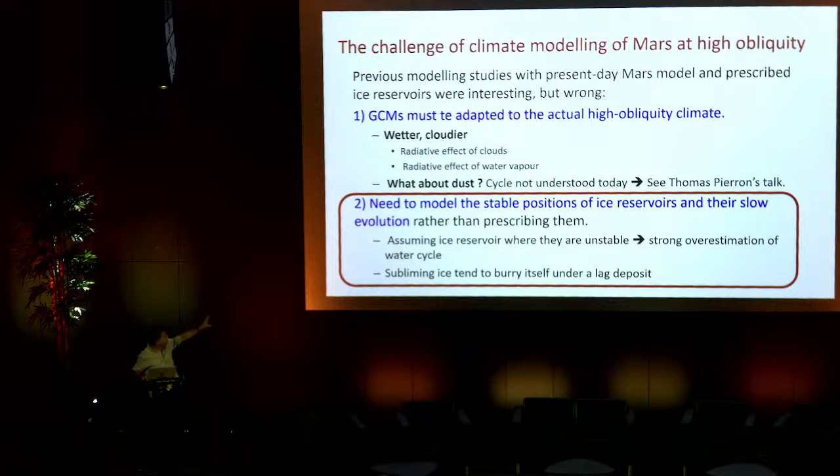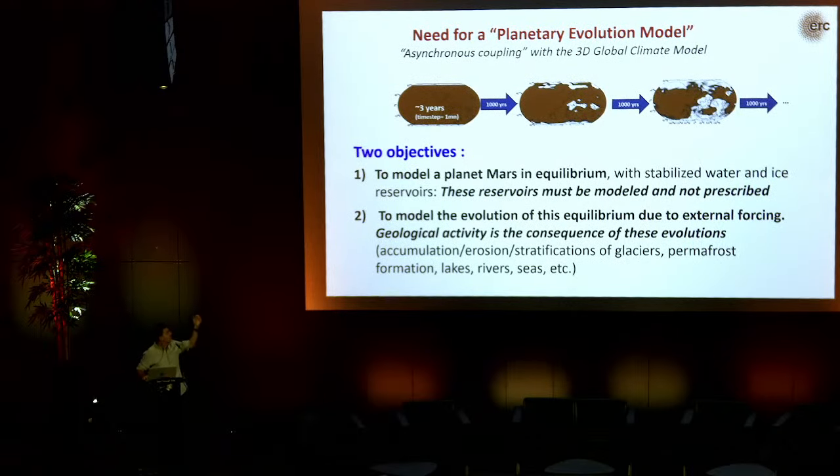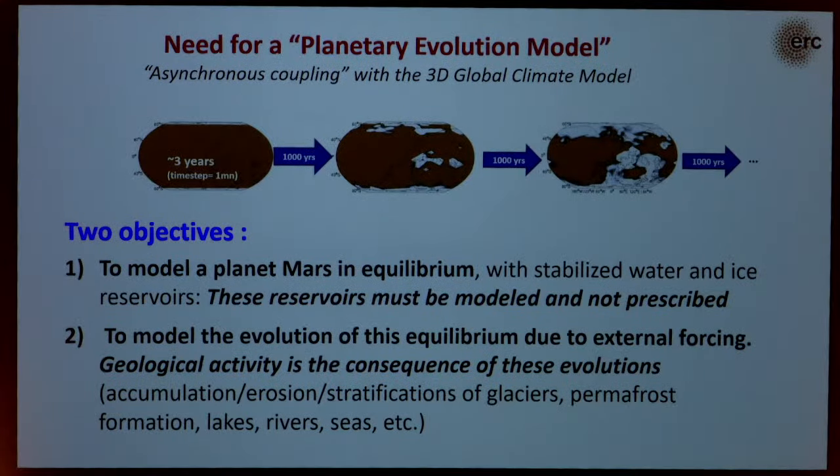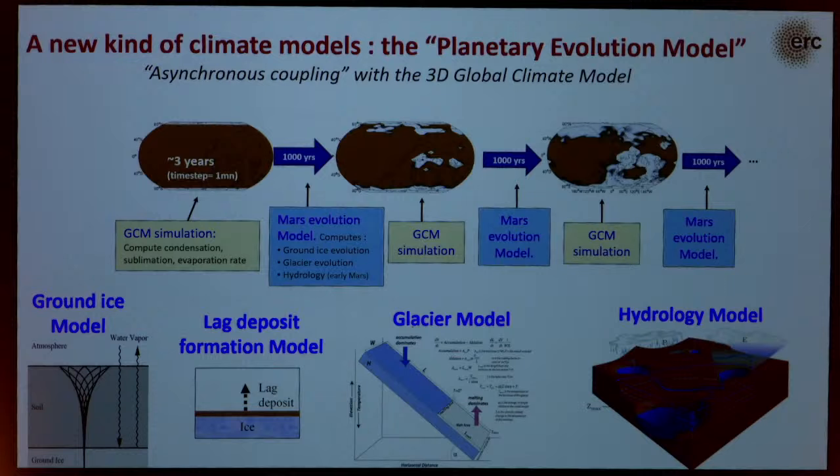So to study this second aspect, and this will be described later today, we have been developing a dream model for us. We call it the planetary evolution model, to model the planet in equilibrium, where the water ice stabilizes where it is stable, not where it will sublime like hell. And second, once we have such a model, based on the asynchronous coupling between glacier models and the GCM, we can explore the geological activity that comes with the slow evolution of the orbit and the obliquity. I won't have time to describe it. This will be described by Jean-Baptiste Clément later.